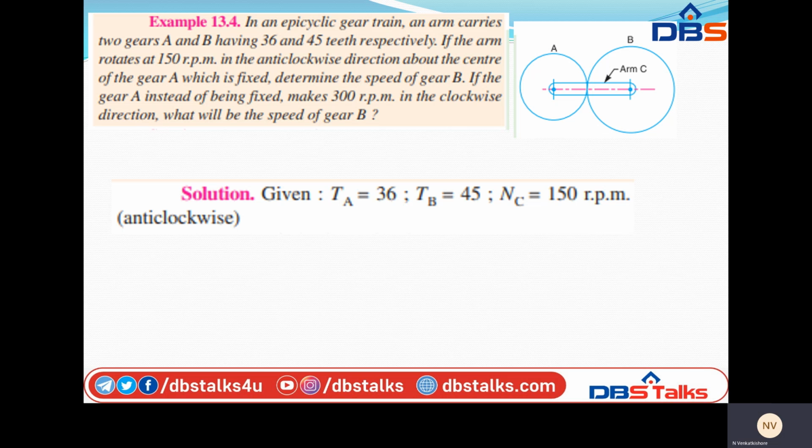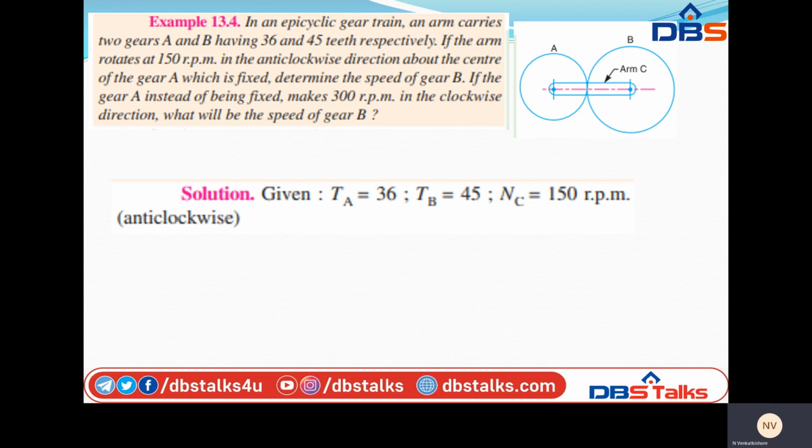about the center of the gear A, which is fixed. Determine the speed of the gear B. If the gear A is, instead of being fixed, making 300 rpm in the clockwise direction, what will be the speed of the gear B?